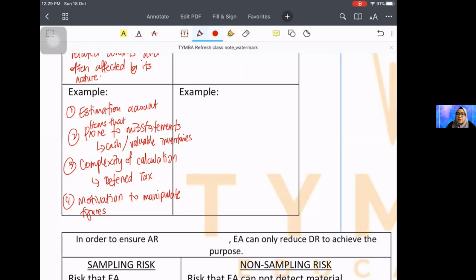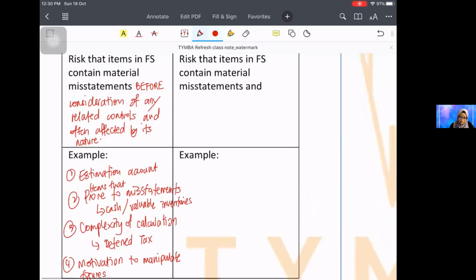So that motivation to manipulate figures is an inherent risk. Because the sellers themselves, the salesmen, may tend to create fictitious sales in order to obtain the bonus, the allowances, the profit. So this is an inherent risk, because no matter how many very good controls you put to control the sales, the salesmen themselves cannot overcome their ego to obtain higher sales by creating fictitious sales in order to get a higher bonus. So this is something that is uncontrollable. It is affected by the nature, that's why it falls under inherent risk. Okay, I think that's enough for examples.